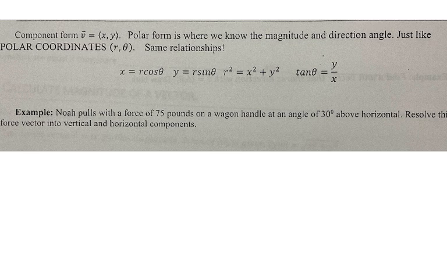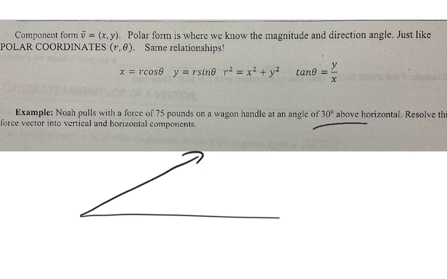Noah pulls with a force of 75 pounds on a wagon handle at an angle of 30 degrees above the horizon. Resolve this force vector into vertical and horizontal components. It's not bad, all right? Just think how cool this is, that you're basically doing physics right now. If he pulled his wagon handle horizontally, it would be here, right? That's the horizontal. But he pulled it 30 degrees above the horizontal. So here is the pull on the wagon handle.